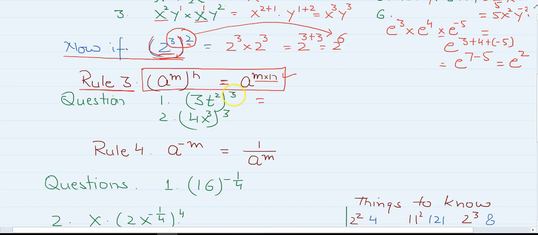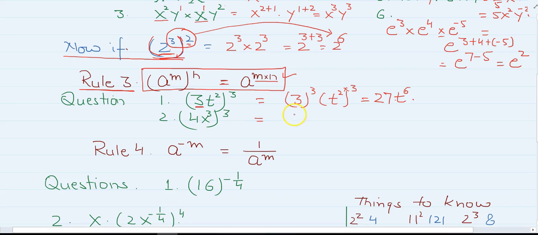3t square, whole power 3. This 3 is a numeral. We can write it separately: 3 to the power 3, and then we can write this t square to the power 3. We know that 3 to the power 3 is 3 times 3, 9, times 3 is 27. And this t square to the power 3, what we are going to do, we have to multiply this. 3 times 2 is 6. So it will be t to the power 6.